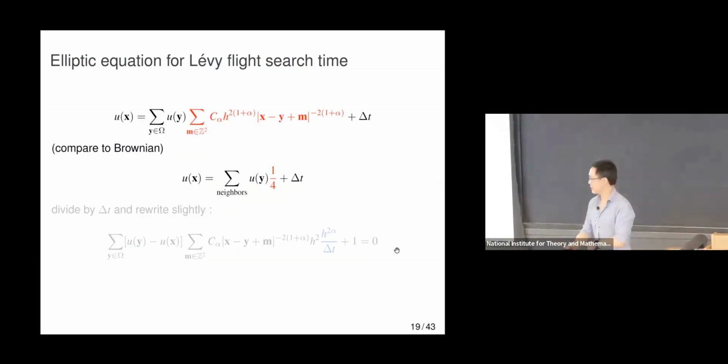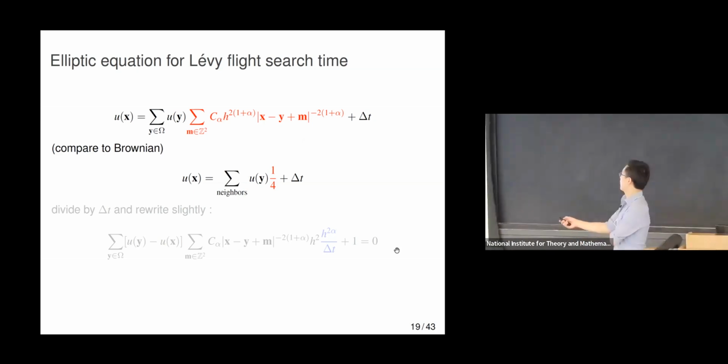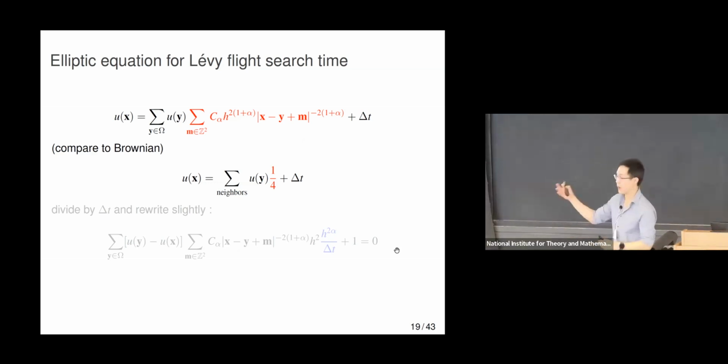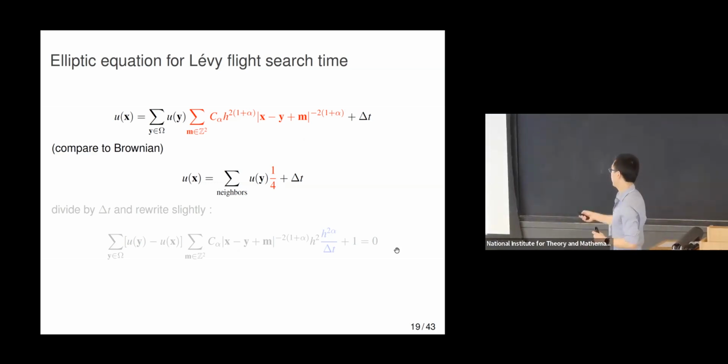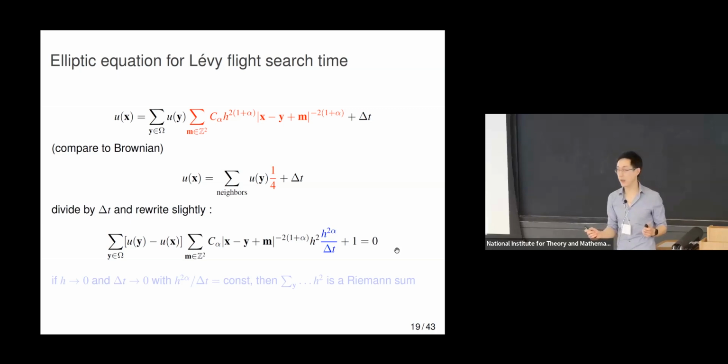And so here it is, right? So this is conditioning on the first step. This is the first passage time starting from location x, a weighted sum, right, of the first passage time starting from location y, summed over all y. And this is the probability of getting from x to y summed over all possible paths. Okay, and if you compare, this is exactly analogous. Okay, I'm going to divide by delta t. I'm going to rewrite it slightly.